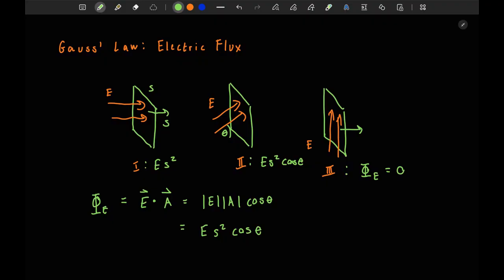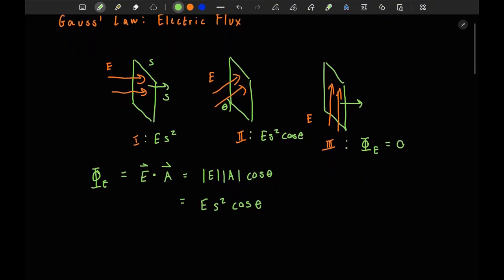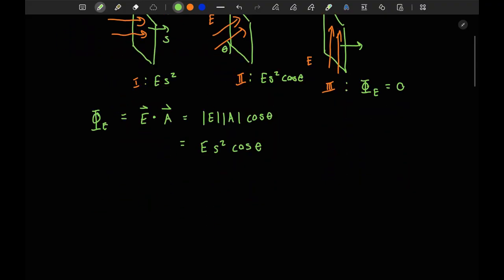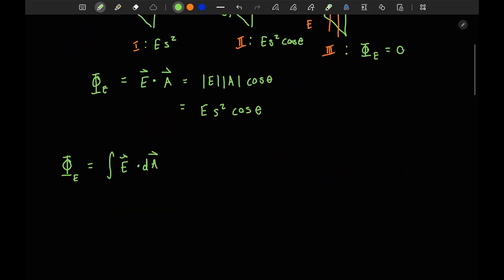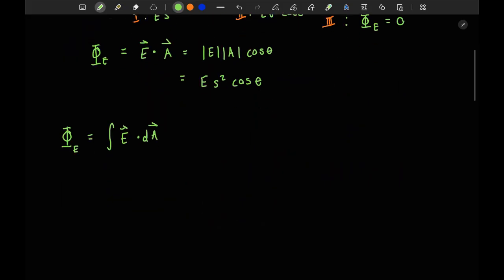This, of course, is not the form in which flux shows up in Gauss's law, so let's define flux for the more general case. Still not exactly the way it shows up in Gauss's law. We'll say phi E in general is equal to integral E dot dA. And so what does this mean? Again, I'm going to stick with our simple surface, namely a square surface, side length s.